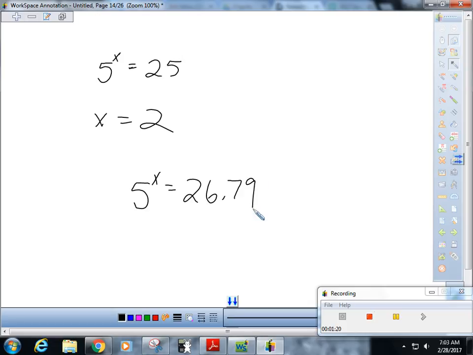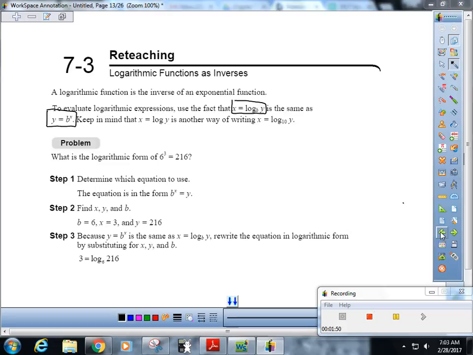5 times itself, well, it's not 2, because 5 squared is 25. However, it's not 3, because 5 cubed is 125, and 5 squared is 25. So it's closer to 2 than it is 3, but how in the world would we find out what x is? We would have to use logarithms. So that's what we're doing.